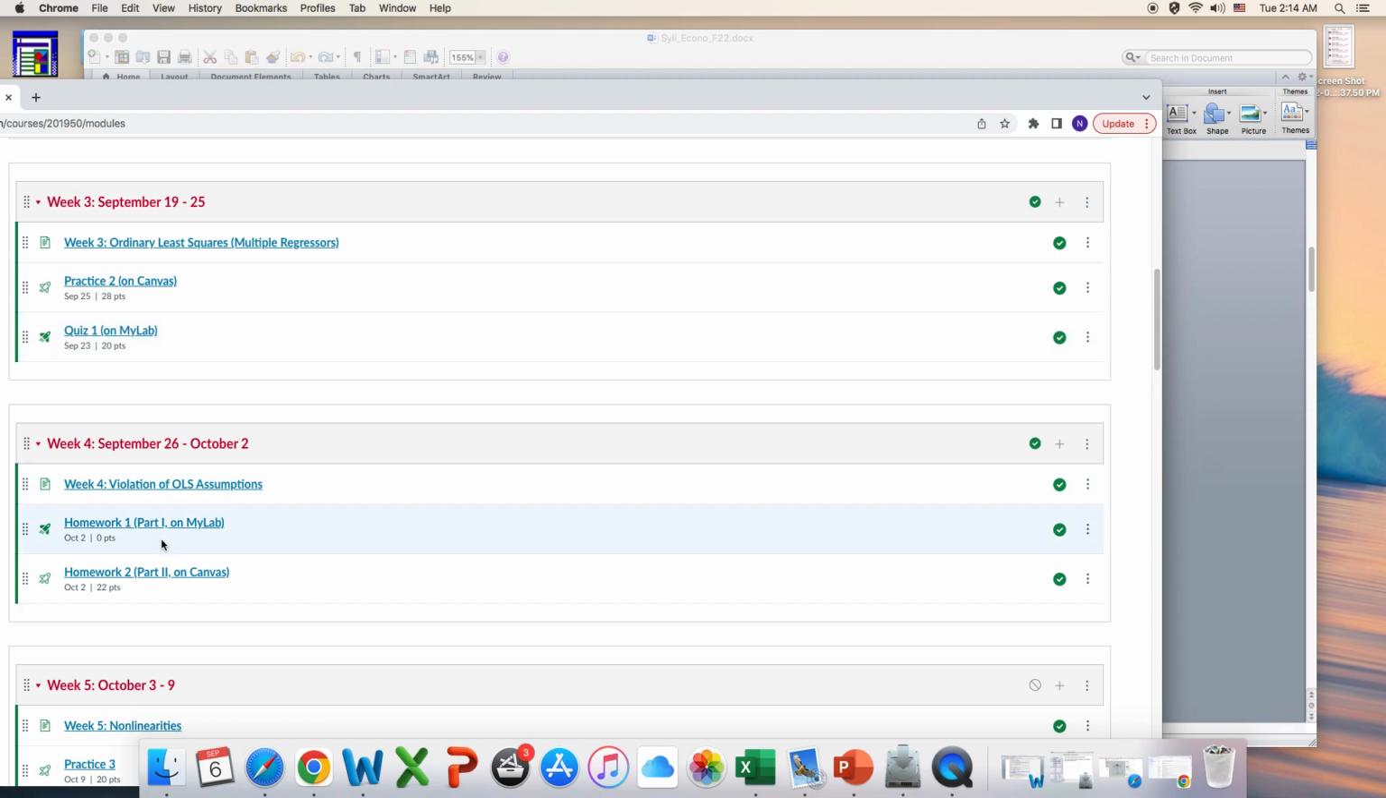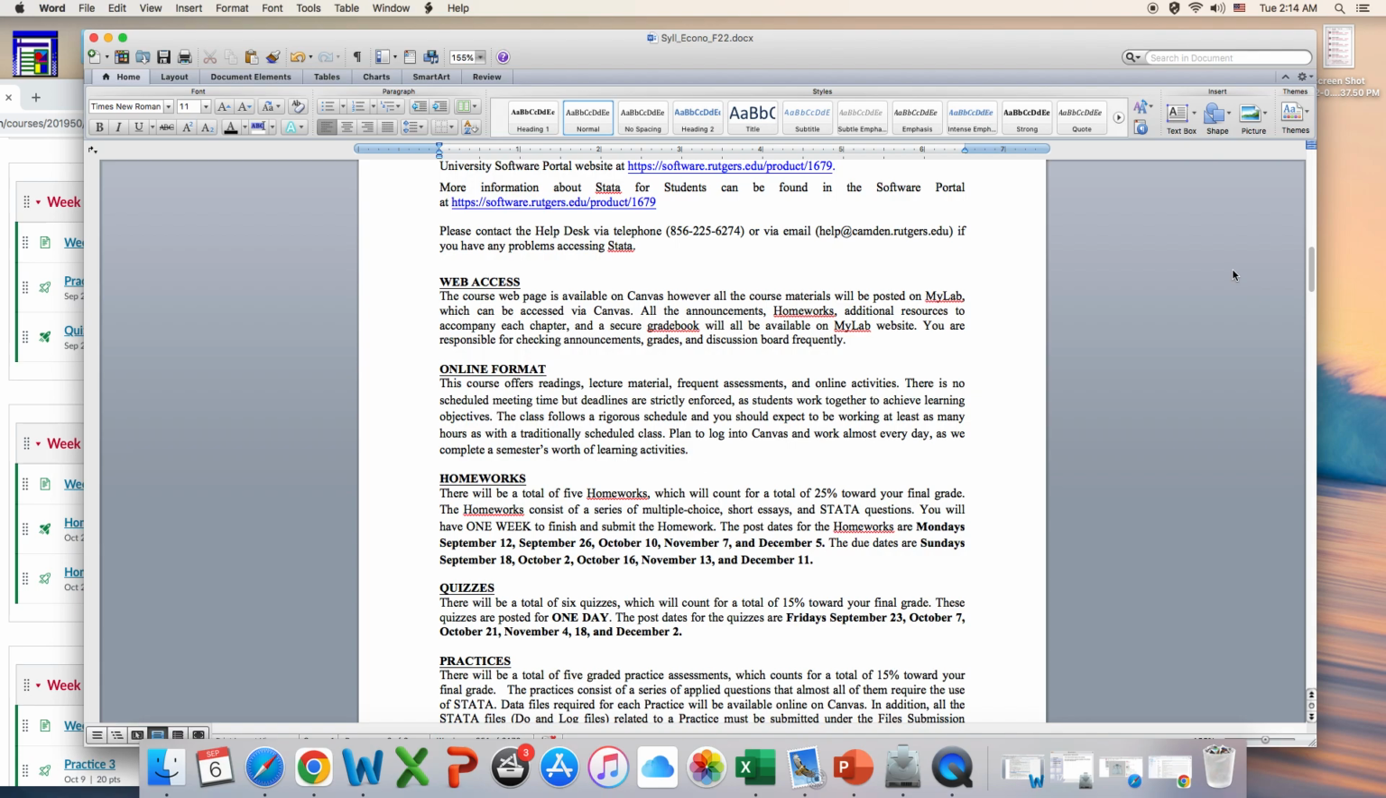Quiz 1 on MyLab. Homework 1 has 2 parts, so one part is on MyLab, part 2 on Canvas, and so on. So you will not feel lost, okay? So we are basically using Canvas when we do have Stata applications. So when I ask you get this data and then do this estimation and then answer these questions, this is where I use Canvas. I use MyLab for more questions that are multiple choice or more wordy questions or kind of shorter types of questions.